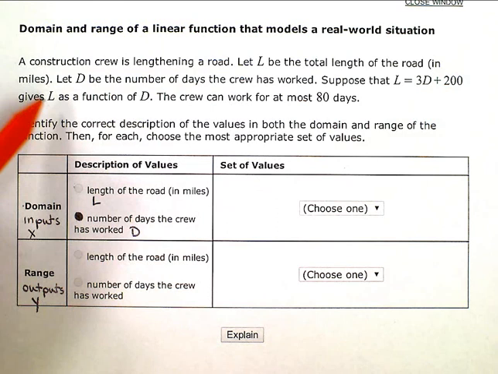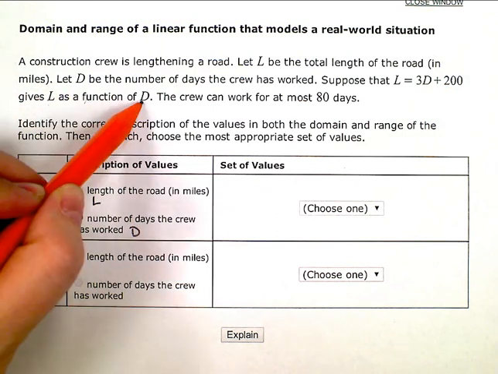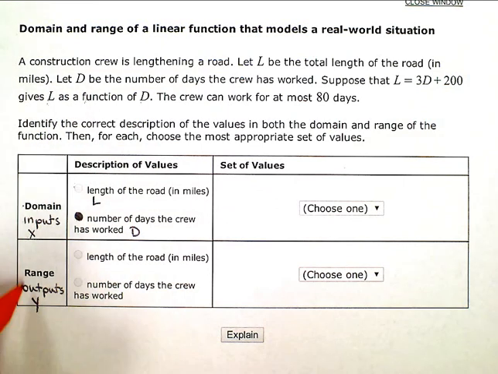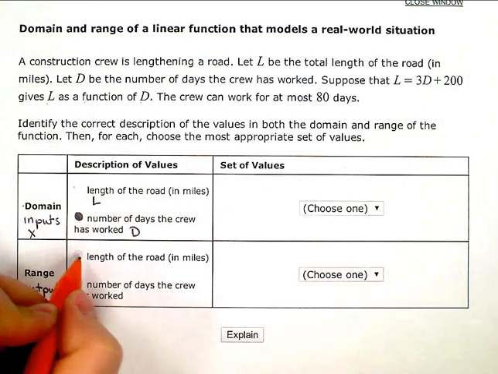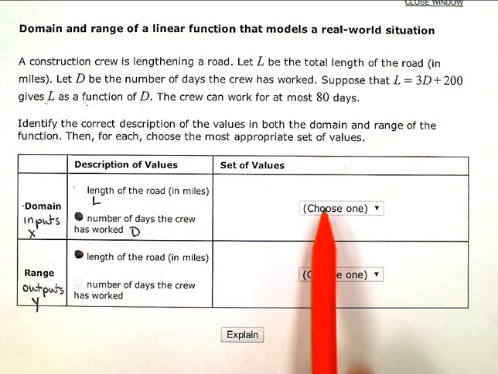So L represents the function values. D are my inputs. Function values are the outputs. So my range, or the outputs, are going to be the length of the road, because the length is the function of D, or the function values are the length. So now I need to choose my set of values.